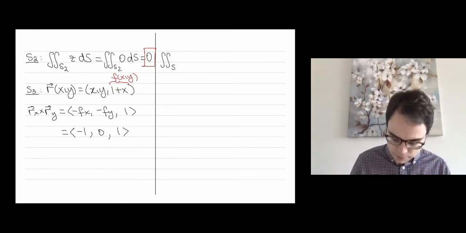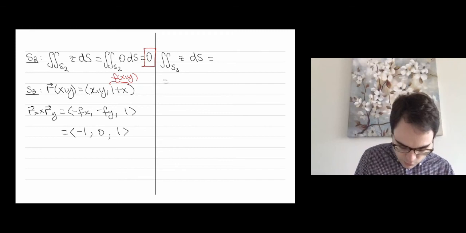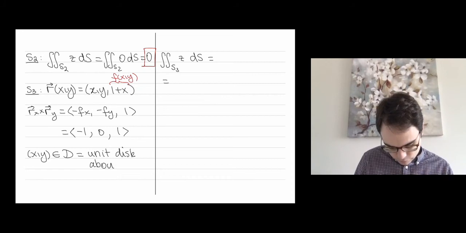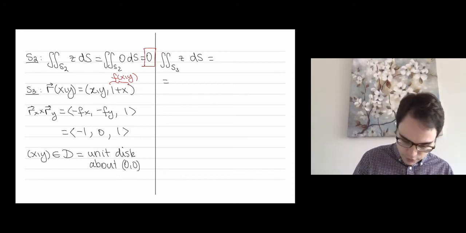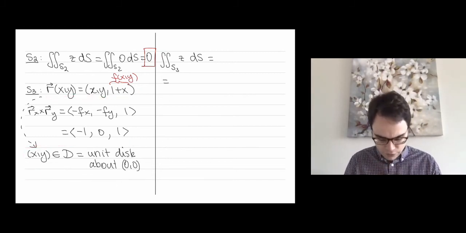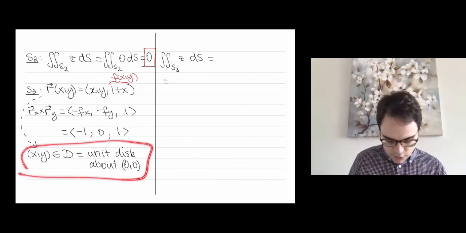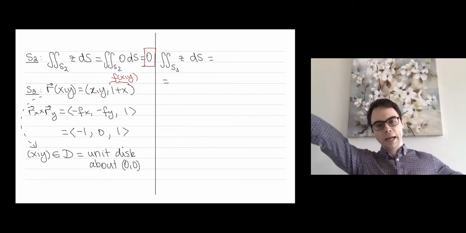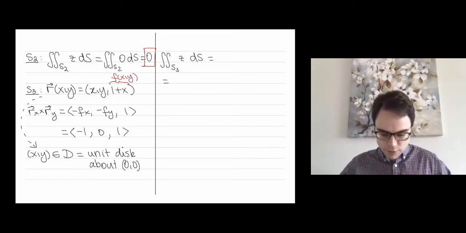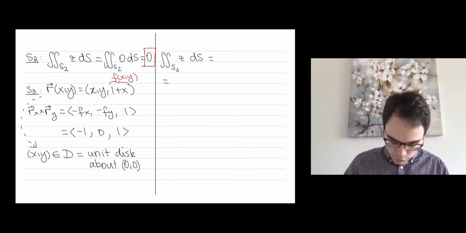The double integral over S3, the top, of z times dS: x and y here belong to D, the unit disk about 0. This constraint on the position, this range for x and y, is actually part of the parameterization of the surface. If I didn't say this, the parameterization would be of the graph over a whole plane rather than over the disk we're talking about. Okay, so here let's do the double integral over D.